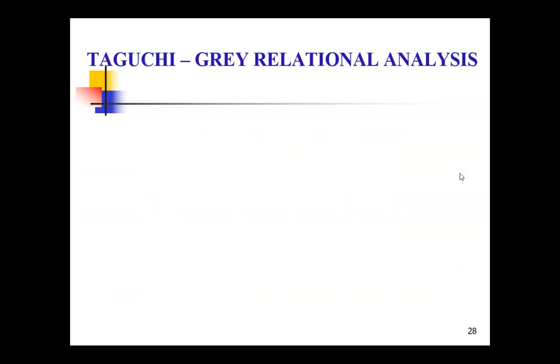Now we are moving on to the second example, where we are going to implement a hybrid optimization approach of Taguchi with the gray relational analysis. Why do we have to go with the hybrid? By incorporating a hybrid approach, the performance of this analysis can be improved and a perfect interpretation of data can be obtained.